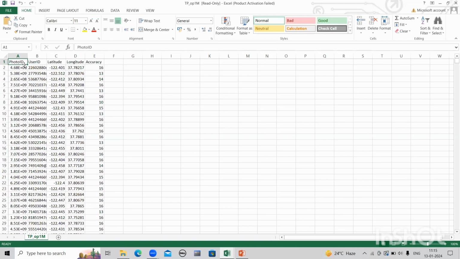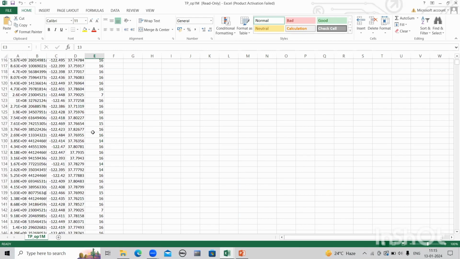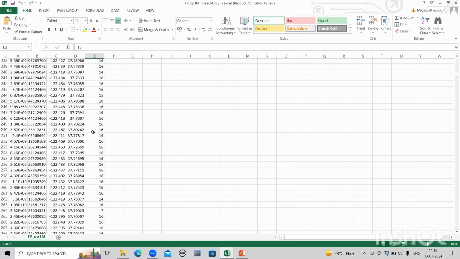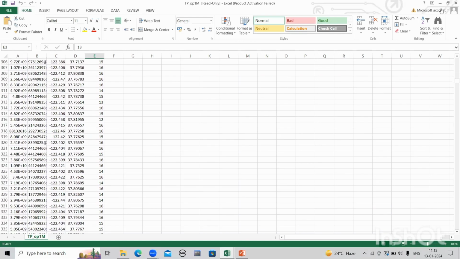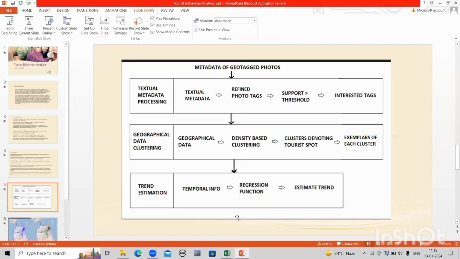It consists of photo ID, user ID, latitude, longitude, and accuracy. Latitude and longitude are basically of the place, and accuracy is how much people have actually traveled to that. You can see the specific accuracy is 16, the majority of them lie within 20, and none of them have reached more than 20. So we can say the overall accuracy of any of the places is 15 to 16. In this way, we have processed the data.